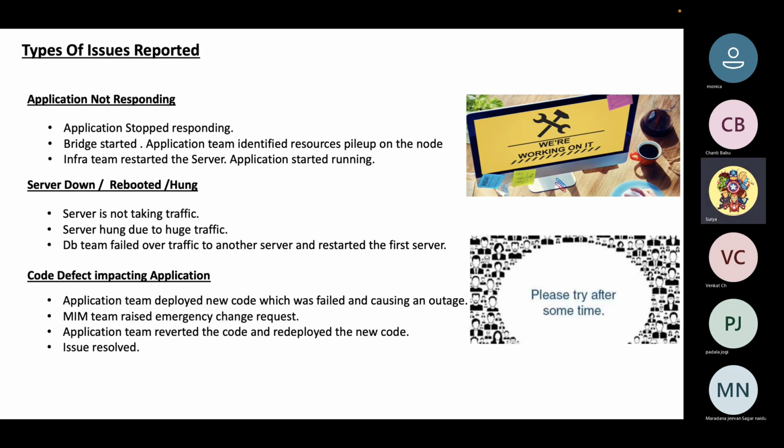Simplest thing. You need to explain these three points. The application is not responding. The team joined on the bridge and identified there are plenty of resources on the node. They connected with the server team and restarted the server, and the issue got resolved. That's it. It should be as simple as that. But you need to understand what caused the issue and how it got resolved. What caused the issue here? Resources, huge traffic caused the issue. How was it resolved? By restarting the server.